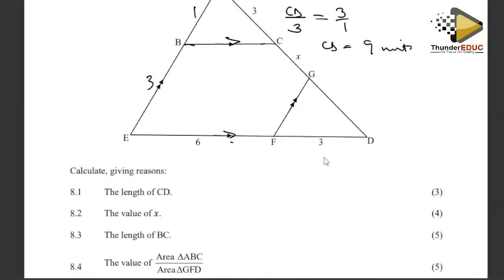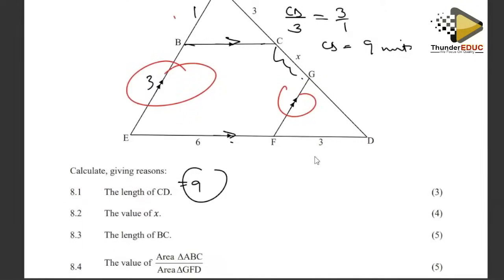Okay. Then they want us to get the value of X. Okay, this X here. So which lines are we focusing on? We can focus on this other section of parallel lines, these ones. Because we said the whole of this is 9. If that is X, then this is going to be 9 minus X. Okay, so the whole of that is 9, so we're going to focus on this over that whole part. So we still use the same proportionality theorem.